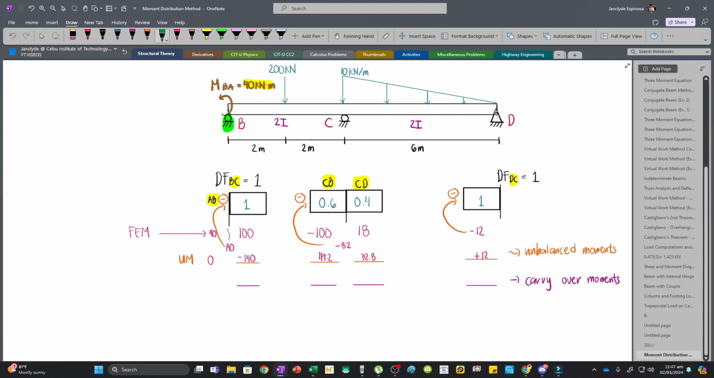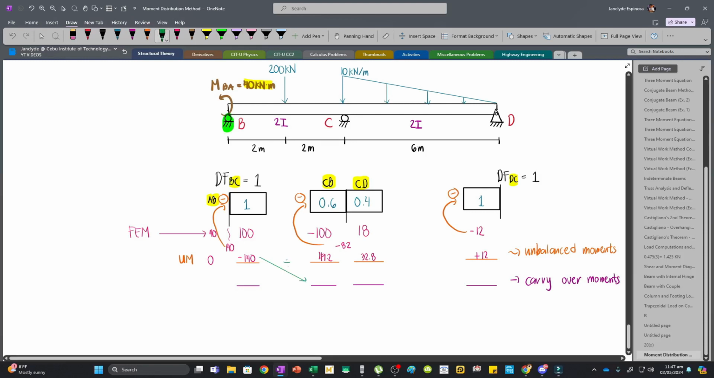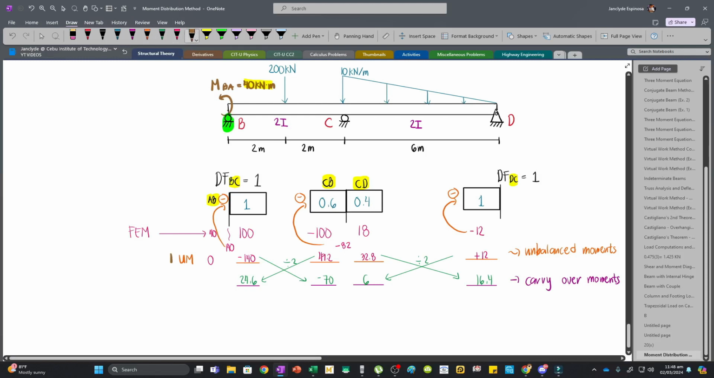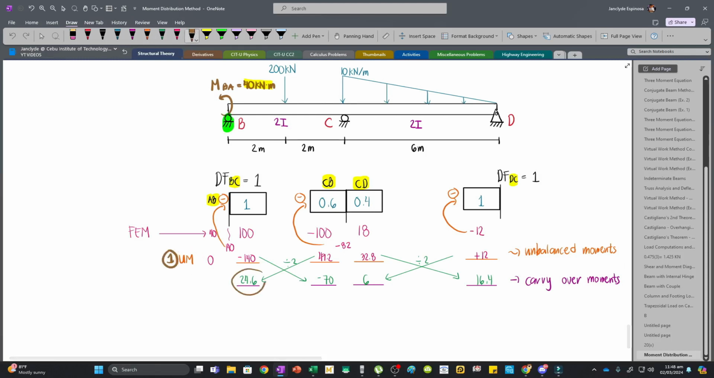And so we will divide by 2 and then alternate. So negative 140 divided by 2 will give us minus 70. And then 49.2 divided by 2 will give us 24.6. And then 32.8 divided by 2 will be 16.4. And then 12 divided by 2 will be 6. And so now, this establishes our first cycle. Again, our cycle is counted with the unbalanced moment, not the carryover moment.